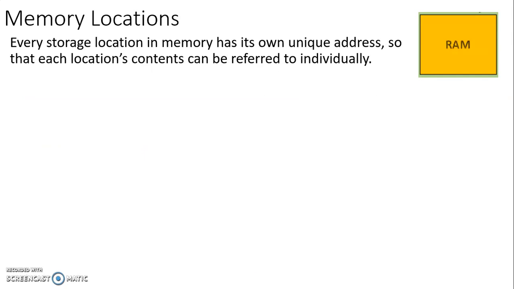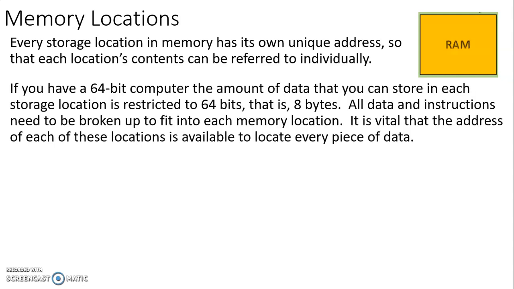Moving on then to memory locations. Every storage location in memory has its own unique address, so that each location's contents can be referred to individually. If you have a 64-bit computer, the amount of data that you can store in each storage location is restricted to 64 bits. So that's what 64-bit computers mean. It's that the storage locations are restricted to however many bits there are. So we know that 64 bits is 8 bytes because there's 8 bits in 1 byte.